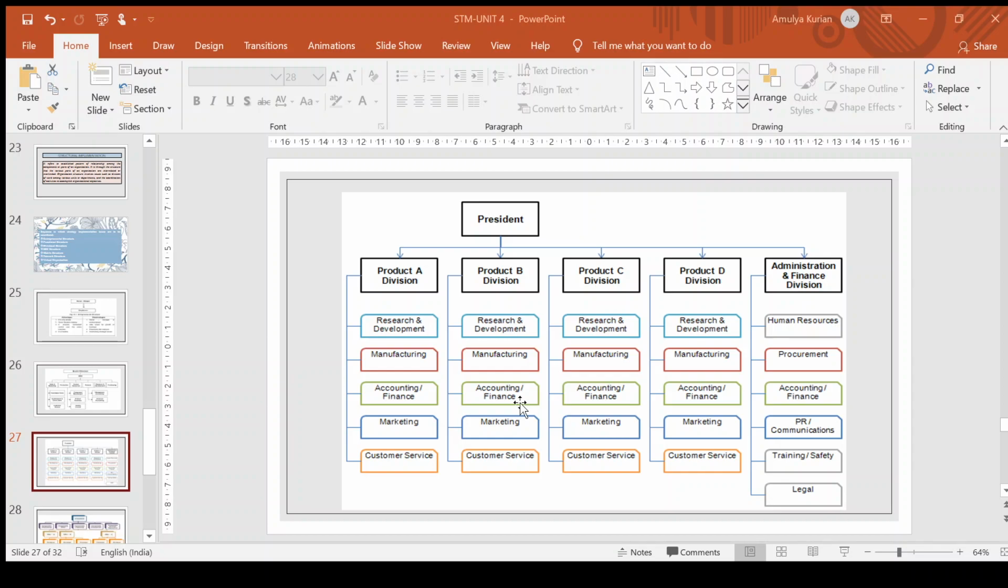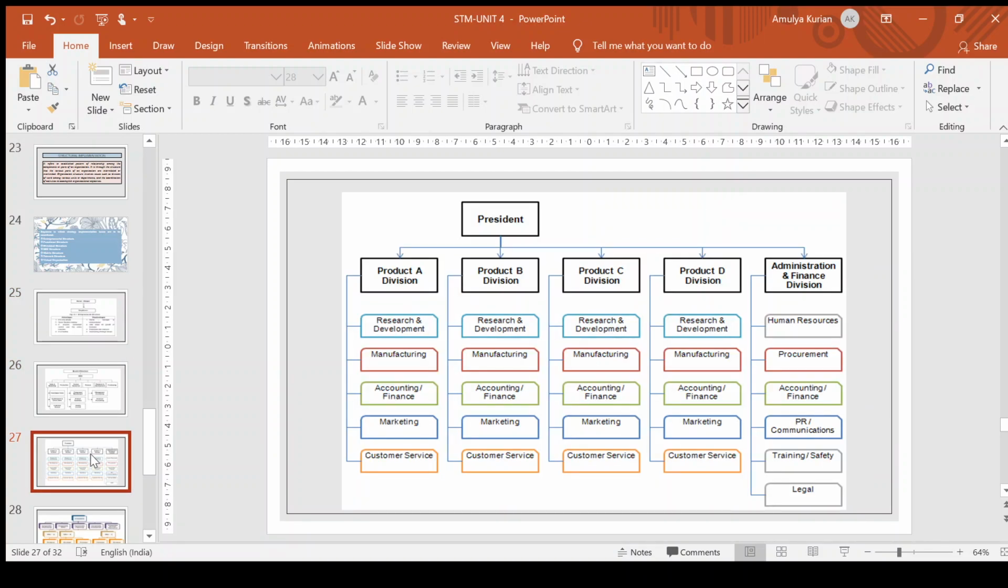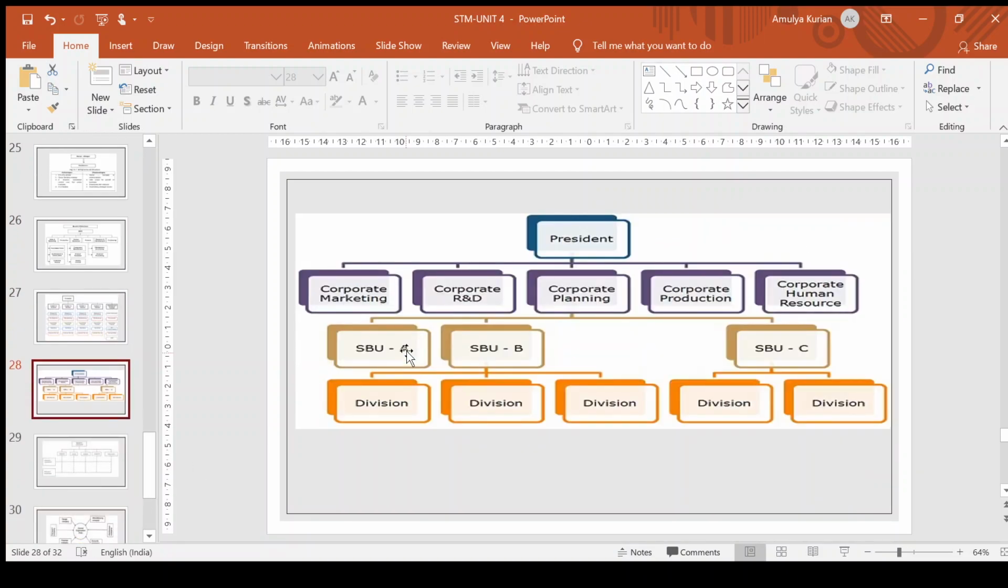Each division is self-contained in terms of manufacturing and marketing facilities, and the divisional manager will be responsible for the efficient and profitable working of the division. So that is about divisional. So the first one was entrepreneurial, second one functional, and third one divisional. Now let us see the next one, which is called strategic business unit structure.